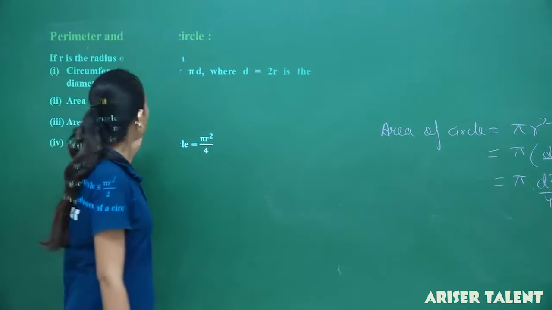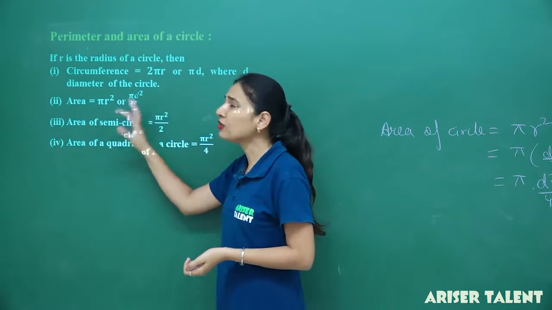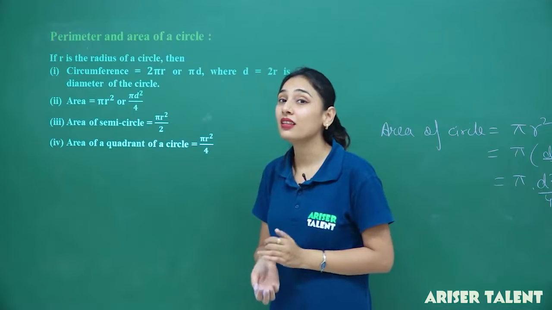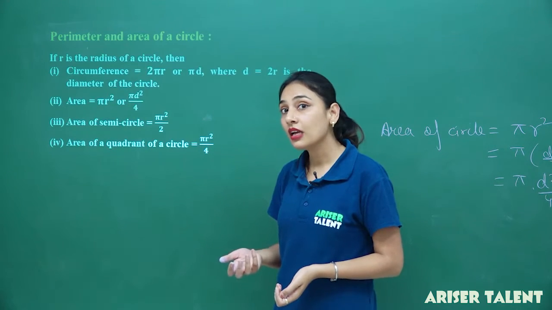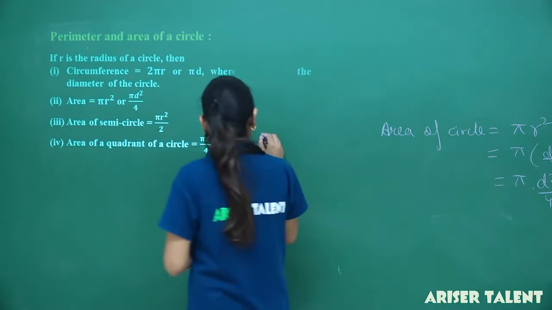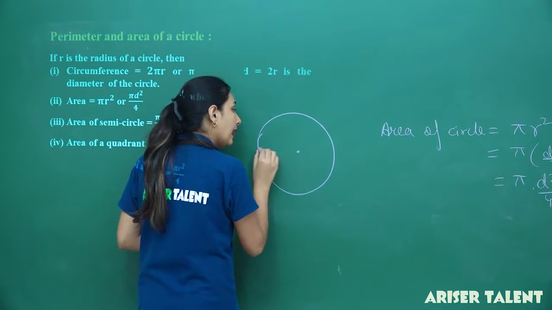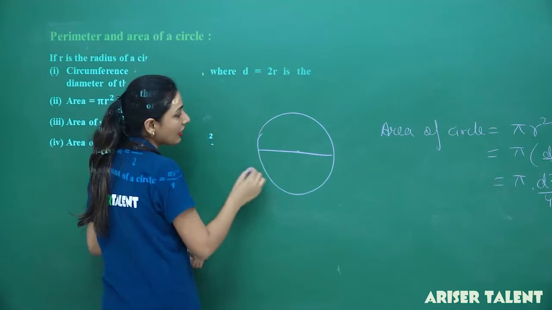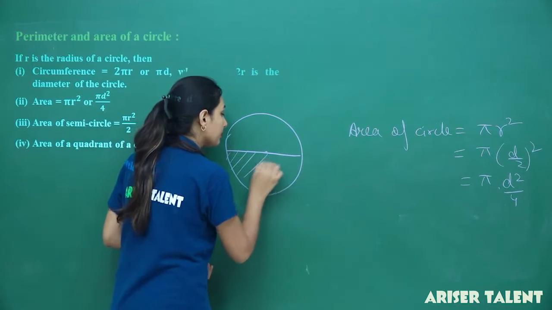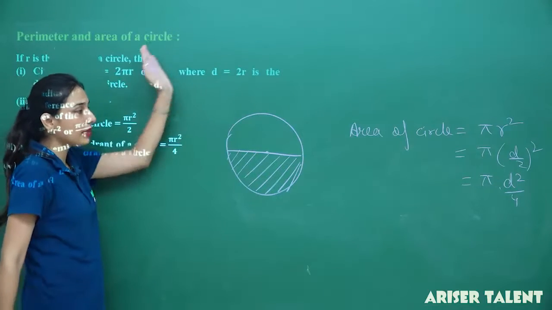Now don't get confused about whether I am having this formula or this formula. These two formulas are quite easy to relate. Okay, now the area of a semicircle. What is a semicircle? A semicircle is just half. If this is your circle, and the semicircle will be, you will be having a diameter. So this side will be the semicircle. If you cut this circle from here, this will be the semicircle, this will be the semicircle.